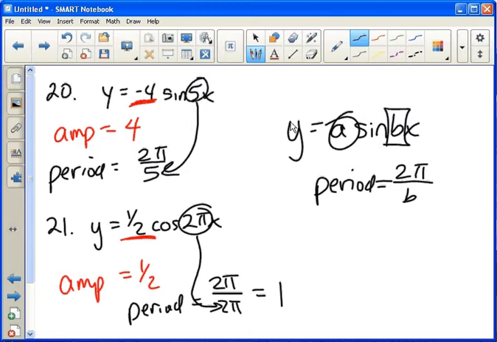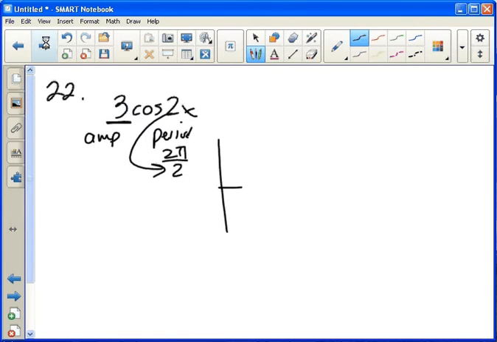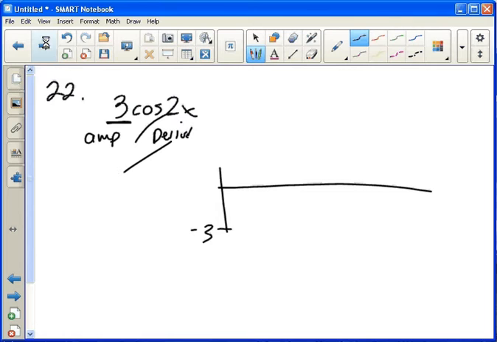Okay, in 22, they want us to graph it. Okay, so again, we see here the amplitude is 3. The period is going to be 2 pi over 2, because we do 2 pi over b. So I can go as high as 3 and as low as -3, because that's my amplitude, 3. My period is pi. Sorry, if I reduce this, I get pi. 2 pi over 2 is just pi. So that means my farthest out point is pi. So I'm going to go ahead and draw this. Cosine starts on top, goes down, then back up.